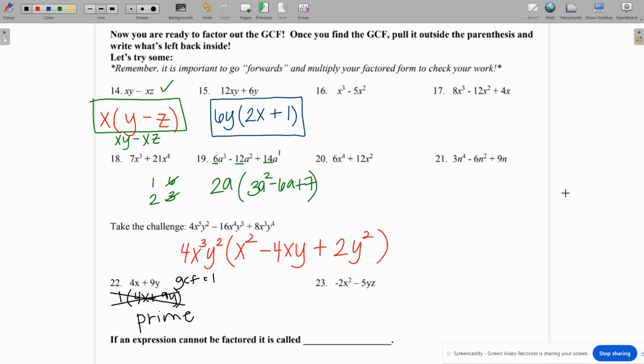And we have prime numbers, right? Like 3 is prime because its only factors are 1 and itself. Well, the only factors of 4x plus 9y are 1 times itself. So that's why we're calling it prime. So if an expression cannot be factored, we're going to call it prime.